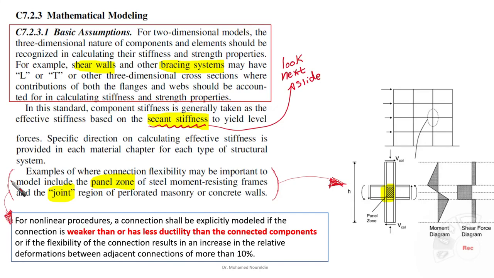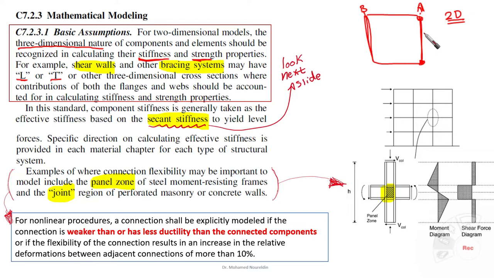Now let's read this. For two-dimensional models, the three-dimensional nature of components and elements should be recognized in calculating their stiffness and strength. Take care of this word, stiffness and strength properties. For example, shear walls and other bracing systems may have L or T shapes, and this is very right. If you have a plan, for example, and you decided that you are going to use this line, which is line A or axis A, for 2D analysis.